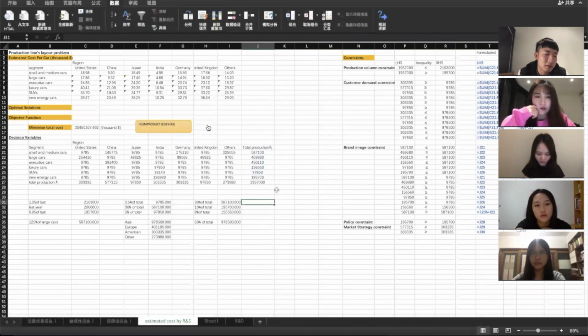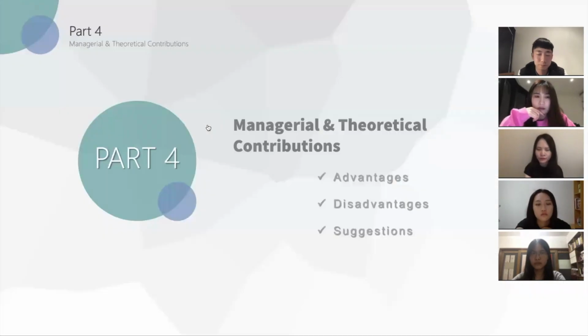Okay, that's all of our sensitivity analysis part. Let's move on to part 4. Now we will talk about advantages, disadvantages, and suggestions for our model.